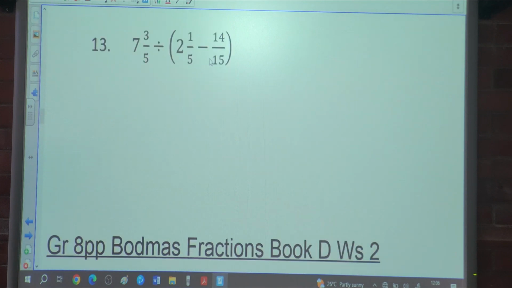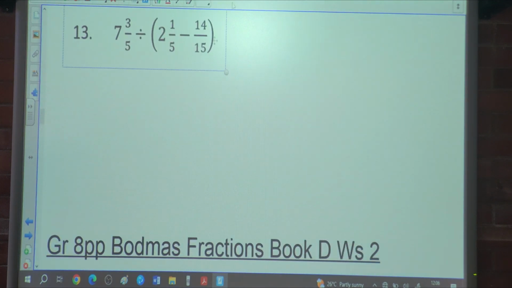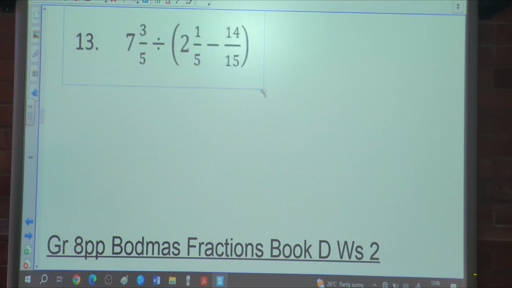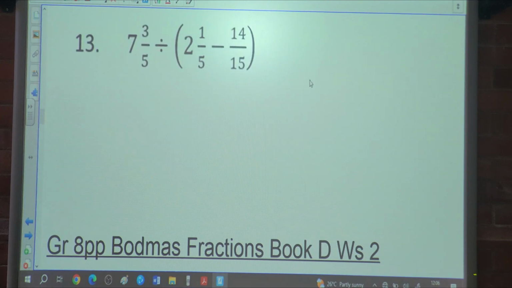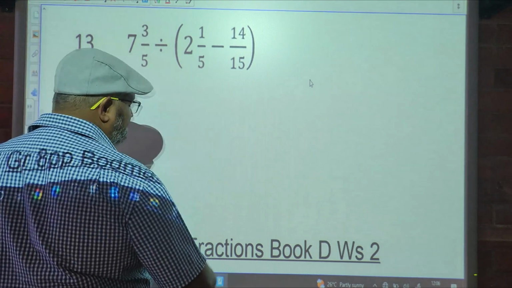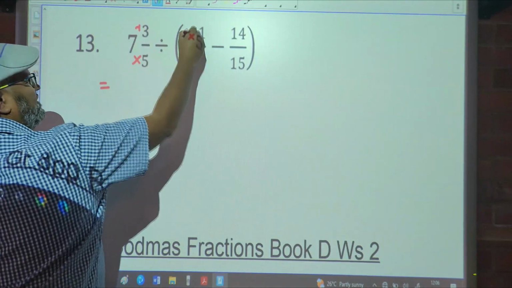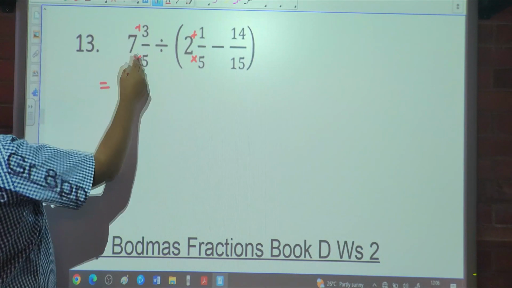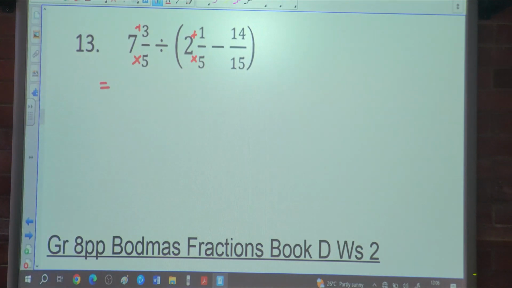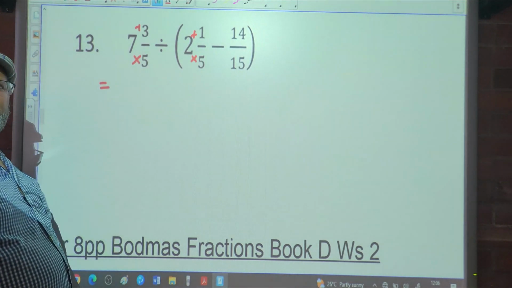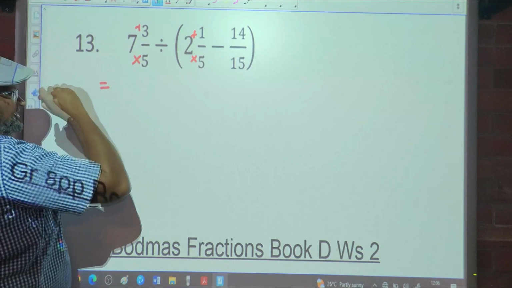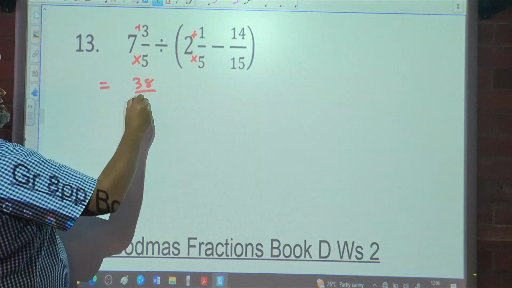Number 13. So we've got 7 and 3/5 divided by, in brackets, 2 and a fifth minus 14 over 15. So what needs to be done first? The brackets. But prior to that, we're going to change this to improper fractions first. So 7 multiplied by 5 is 35. Plus 3 is 38 over 5.